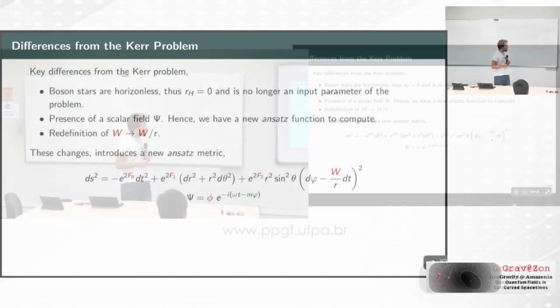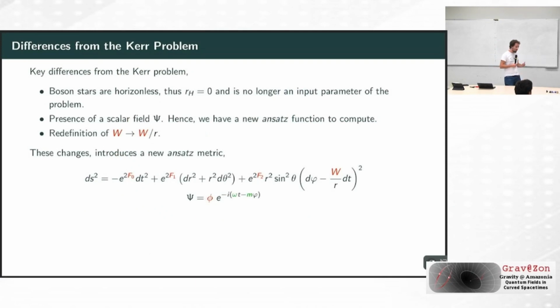Then, obviously, in this case, there is a scalar field. So you have to have some new ansatz function that can connect with the scalar field. So there will be another ansatz function. Instead of only having 4, you have now 5. And then, for simplicity, and it also helps the solver get more accuracy, we redefine the function W as W over R. You could also do this for the Kerr case. You also can get a solution like that with that type of ansatz. At the time we didn't do it, but here it helps a bit.